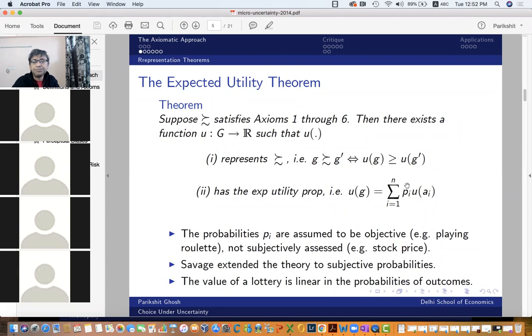That's the first thing. But the second thing, very important, is that the utility of any lottery will be its expected utility. So you look at the final outcomes and the probability distribution. You put each final outcome into this utility function. You take the probability weighted average. That serves as the utility of the lottery. In other words, this utility function that we're talking about is linear in probabilities. That's the important property: under these axioms, we can not only find a utility function to represent preferences over lotteries, but that utility function will be linear in probabilities.